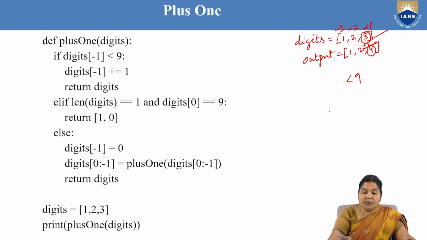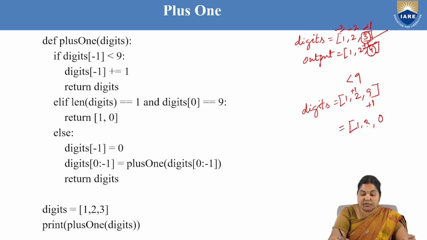If my digits contain 1 to 9, then what will happen? If I add 1 to this, what will be the answer? My answer will be 9 plus 1 becomes 10. So here it should be 0, and that carry should be added over here. So it should be 1, 2 plus 1, 3, 0. 1, 3, 0 should be my answer.